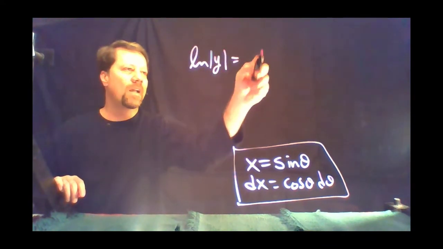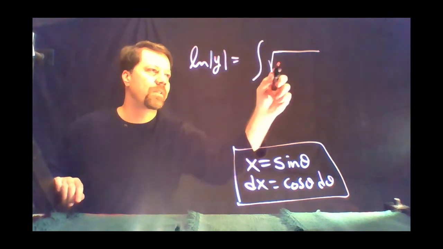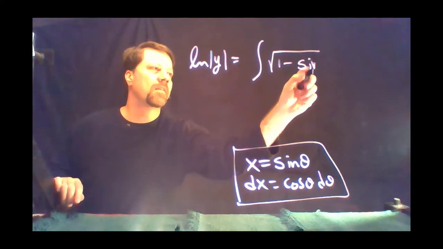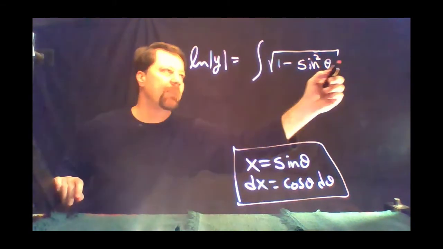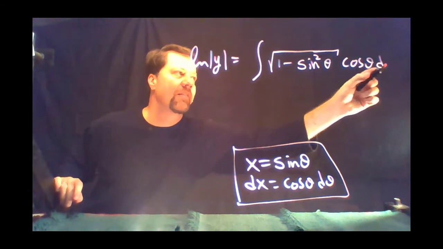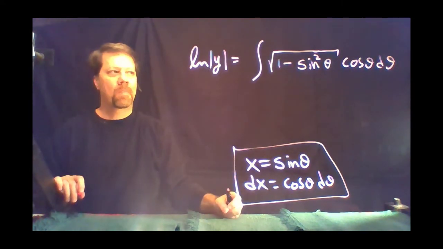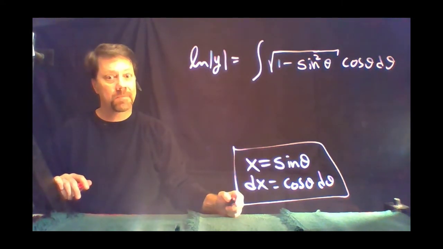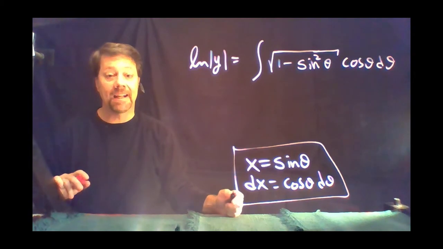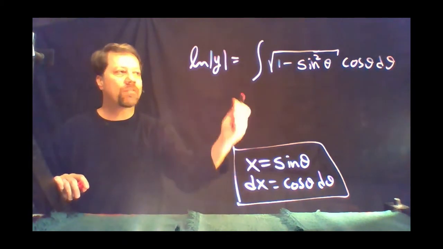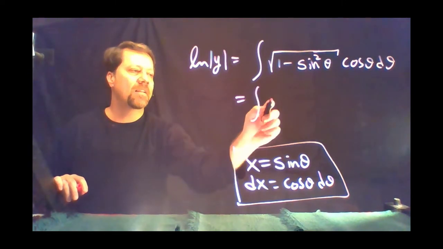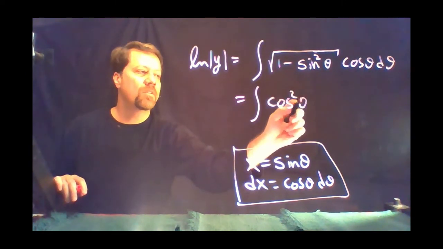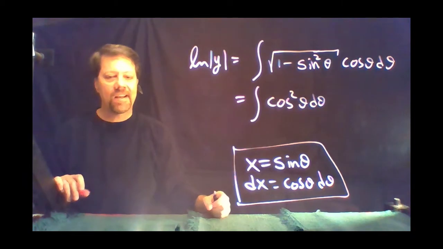On the right, we'll have the square root of 1 minus sine squared theta, but the dx gets replaced by cosine theta d theta. Well, 1 minus sine squared is cosine squared theta by the Pythagorean identity. The square root of cosine squared is cosine. So the right-hand side simplifies to the integral of cosine squared theta d theta.